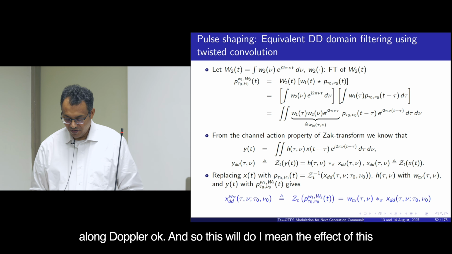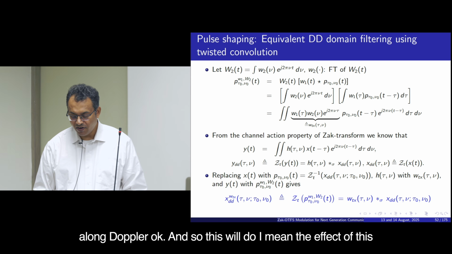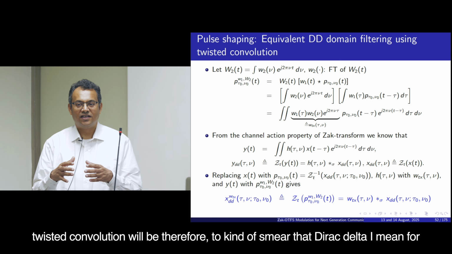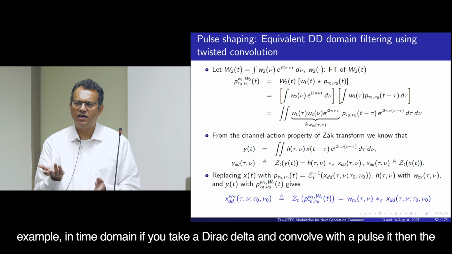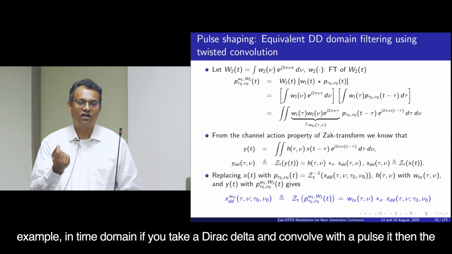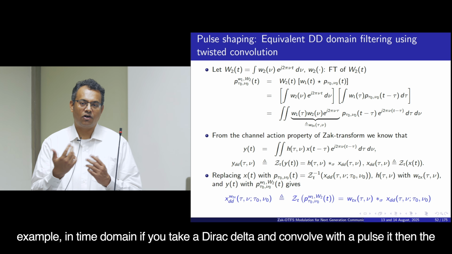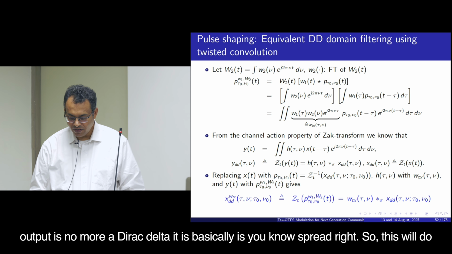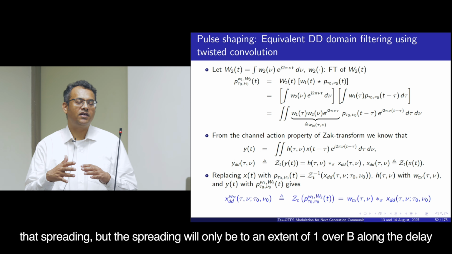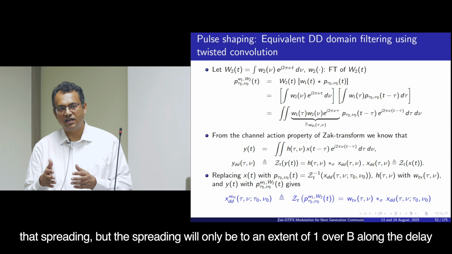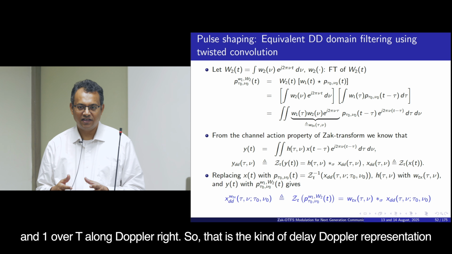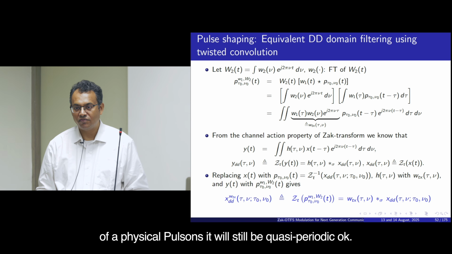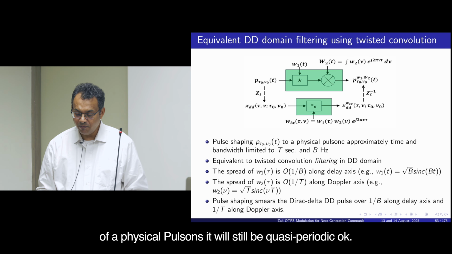Okay. And so, the effect of this two-state convolution will be therefore to smear that Dirac delta. For example, in time domain if you take a Dirac delta and convolve with a pulse, then the output is no more a Dirac delta, it is basically a spread. So, this will do that spreading, but the spreading will only be to an extent of 1 over B along the delay and 1 over T along Doppler. So, that is the delay Doppler representation of a physical pulse-on. It will still be quasi-periodic.